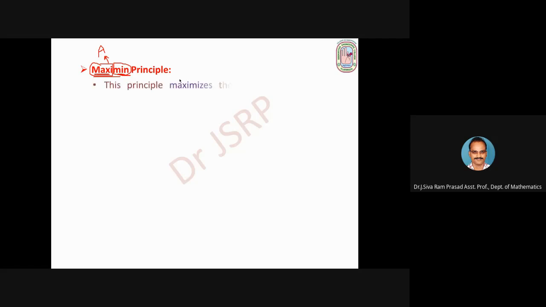So this principle maximizes the minimum guaranteed gains of player A. This is the nature of player A. What is the nature of player A? The nature of player A is maximin nature. That means he tries to maximize his minimum guaranteed gains.